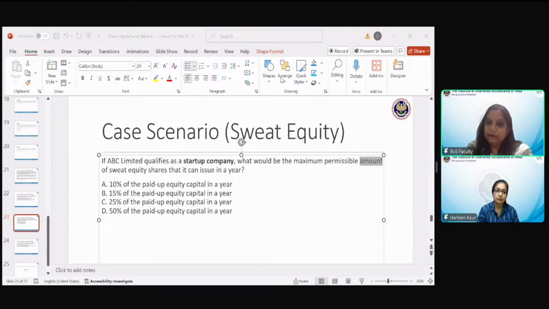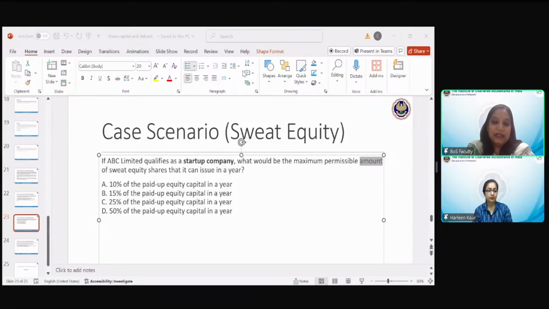Correct. Correct. So since we are saying percent in case of a startup company, 50% of 5,000 is 2,500 crore. Yes.